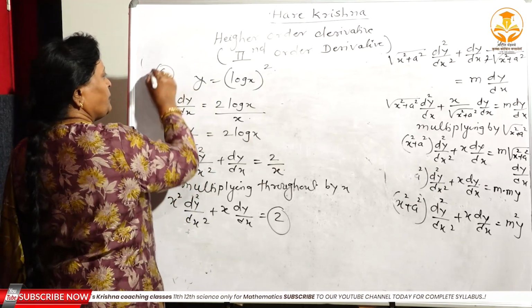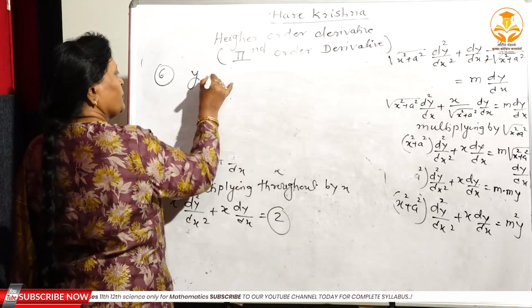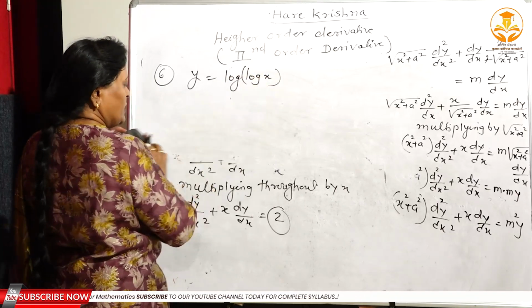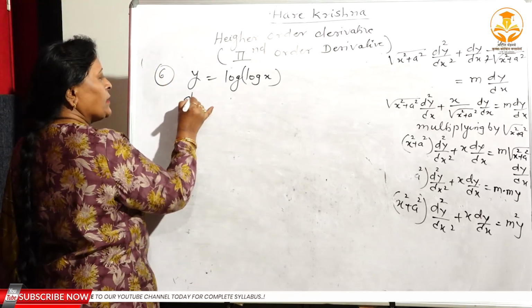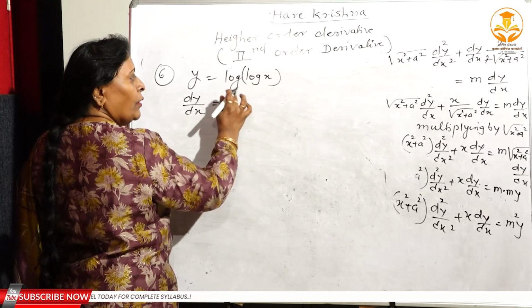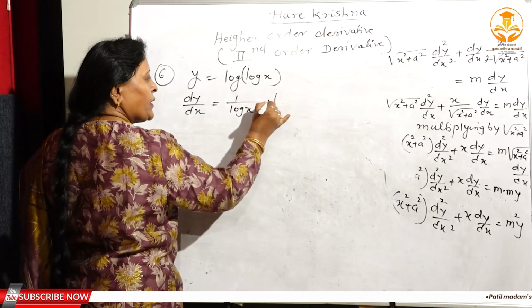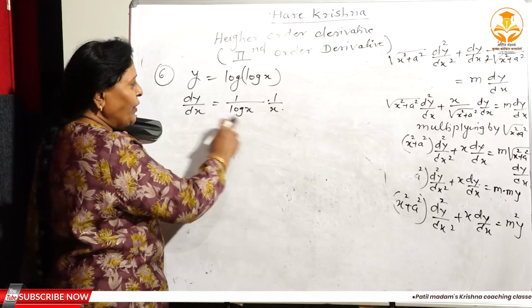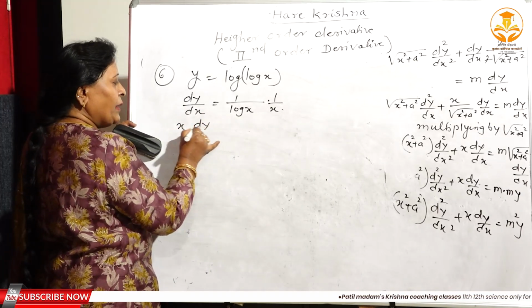See, y is equal to log of log x. Again this is very important. See, log of log x. Right? Now dy by dx. Here the derivative of log u, apply the chain rule: 1 by u, means 1 upon log x, and the derivative of log x is 1 by x. Again, there are two terms in the denominator. One of the terms you have to multiply here. So I'm going to multiply, that is x dy by dx.